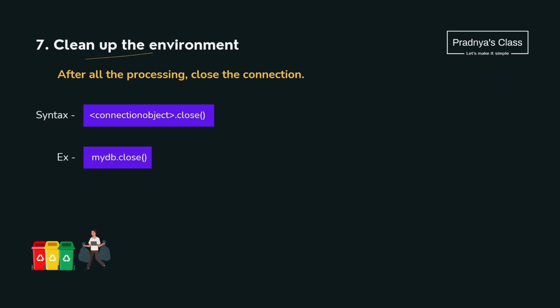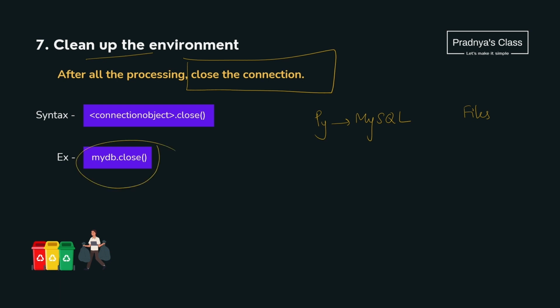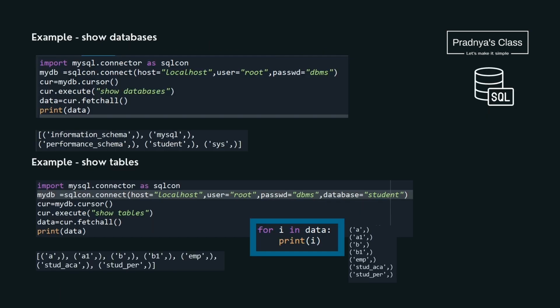Here is the final step. In that step we will be closing the connection. The connection which we have created between Python and MySQL, that we need to close, just like we do in the case of files. Here also we have the same function, close. It works with the connection object. Look at some examples of how to connect and how to work with different queries.